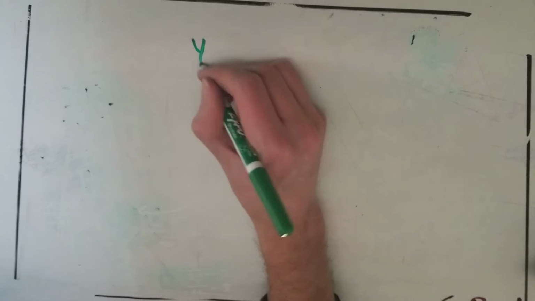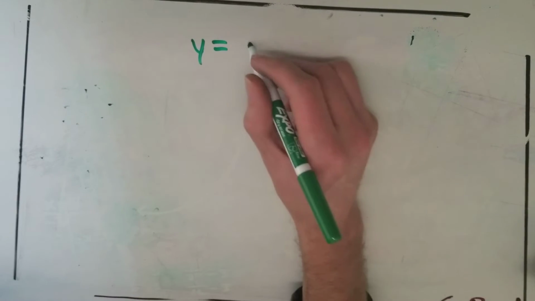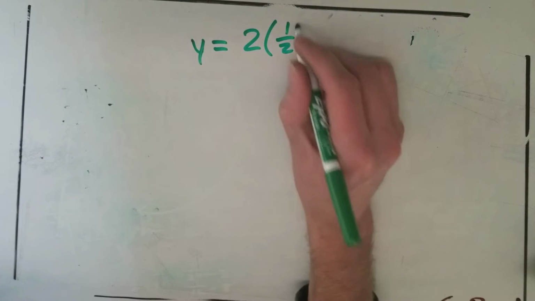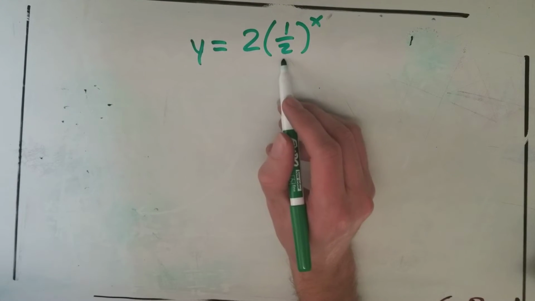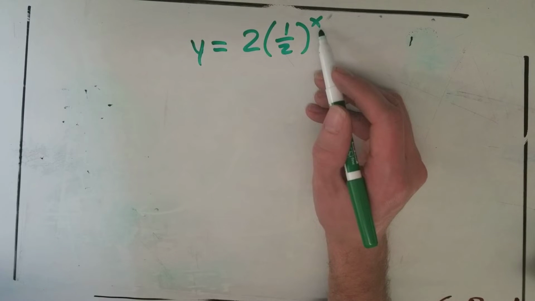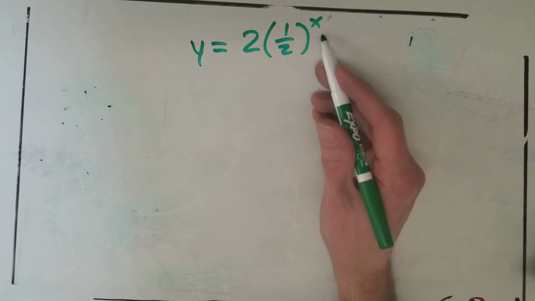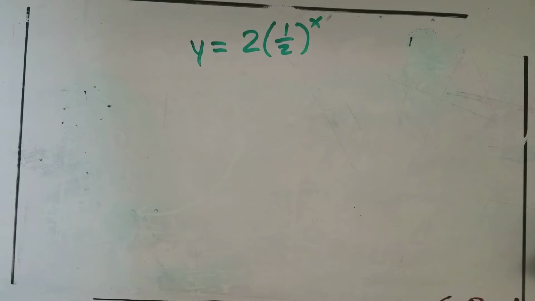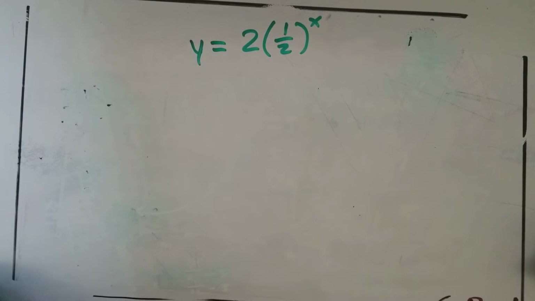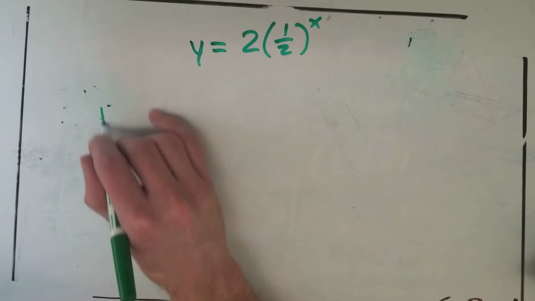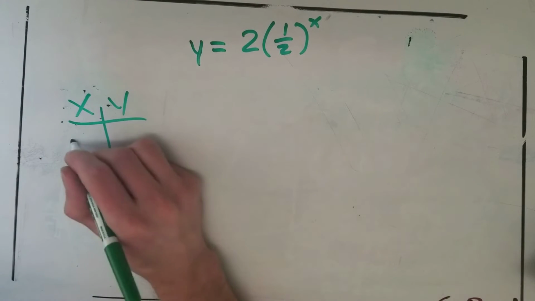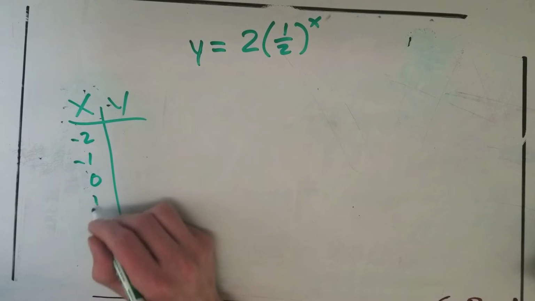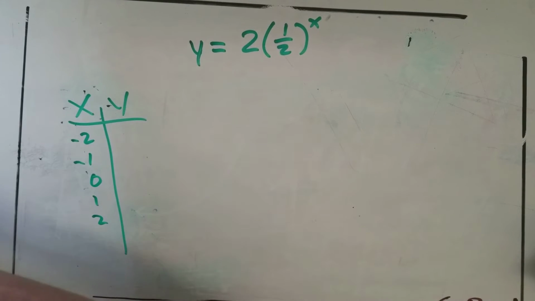Our next slide was y equals 2 times 1/2 to the x. Your a value is 2, your b value is 1/2, and you're being raised to the x. That's what indicates you have an exponential function here. And it says make a table and graph the function. So we'll make a table again, and we're going to graph x, y. We'll make a nice graph. We're still going to stick with these values for now. We're going to talk about when we should choose other values.